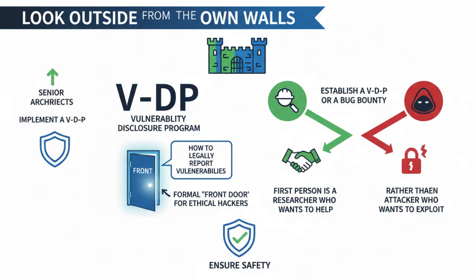Finally, we have to look outside our own walls. Senior architects implement a VDP, or Vulnerability Disclosure Program. This is a formal front door that tells ethical hackers how they can legally report vulnerabilities to you. By establishing a VDP or a bug bounty, you ensure that the first person to find a hole in your system is a researcher who wants to help, rather than an attacker who wants to exploit.